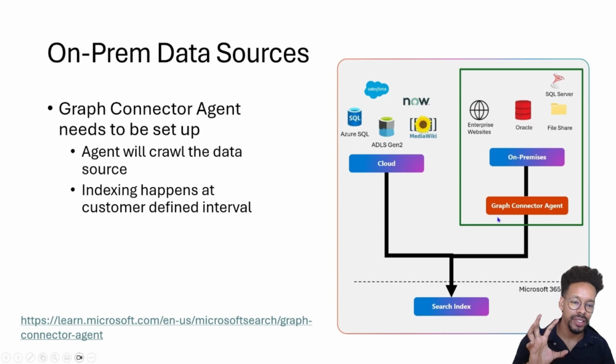The Graph Connector agent actually goes through your on-prem data and indexes it, and then the search index is merged with the cloud search indexes and brought into your M365 data boundary. The only difference here is that you actually have to set up the connector agent.